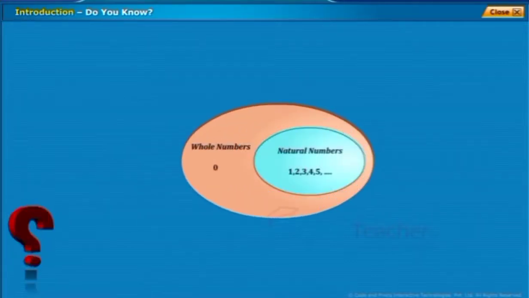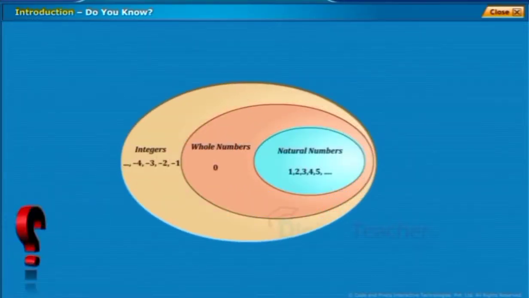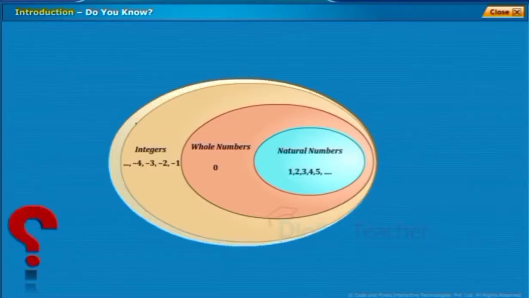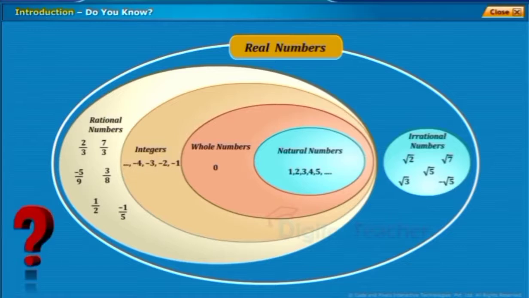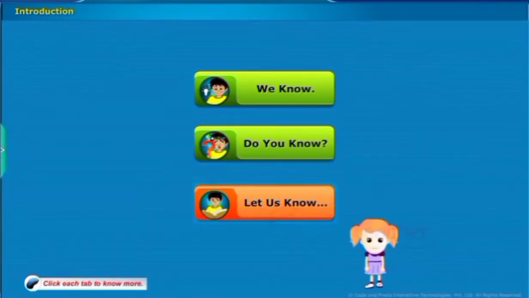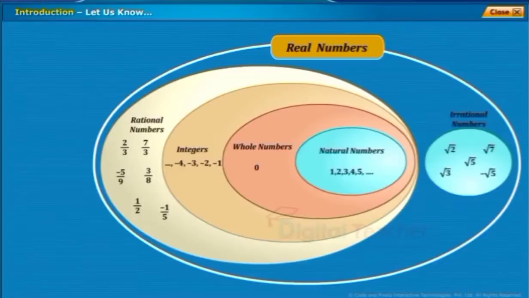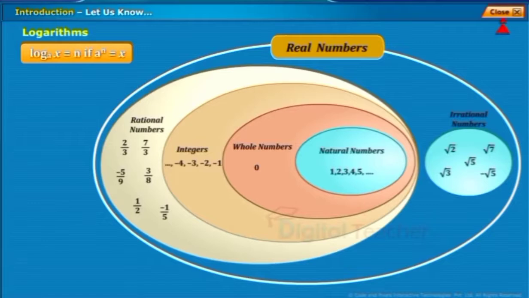Rational numbers contain the set of natural numbers, whole numbers, and integers. But do you know that rational numbers are contained in some other set of numbers? Let us learn about various properties of rational and irrational numbers in detail, and also about logarithms.